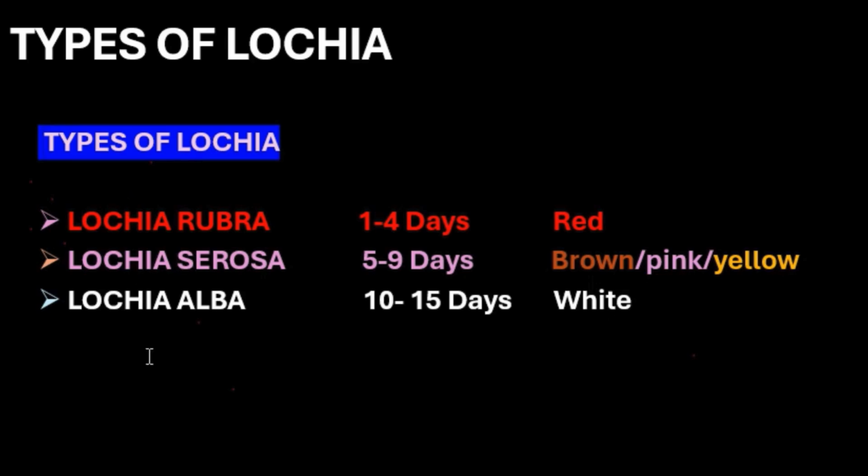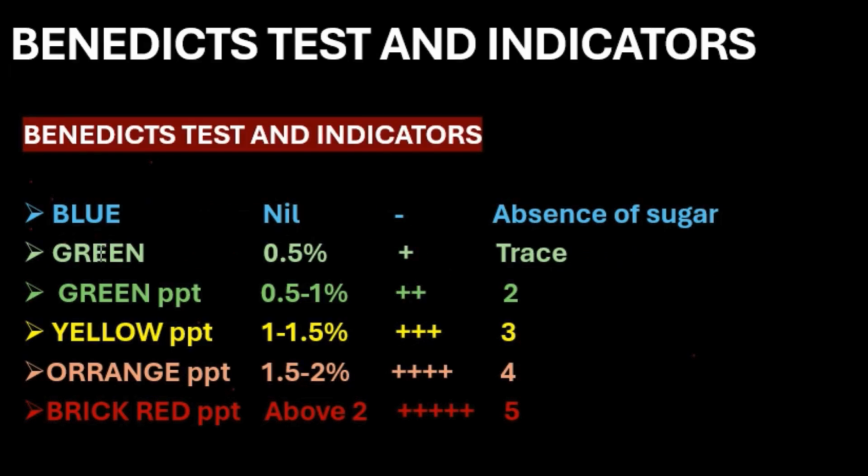Here also the color coding is used for a better memory. Again, Benedict test and indicators with the different colors. Here blue color is nil, absence of sugar, on the top. Brick red is at the bottom, that is above 2, 5 plus. So blue is absence, green trace amount, green precipitate 2, yellow precipitate 3, orange precipitate 4, and brick red is for 5. So these are the different indicators for Benedict test and sugar indicators.